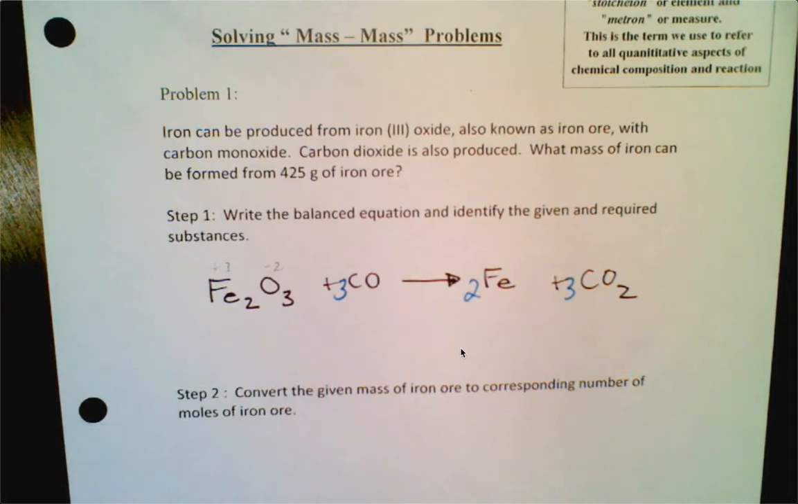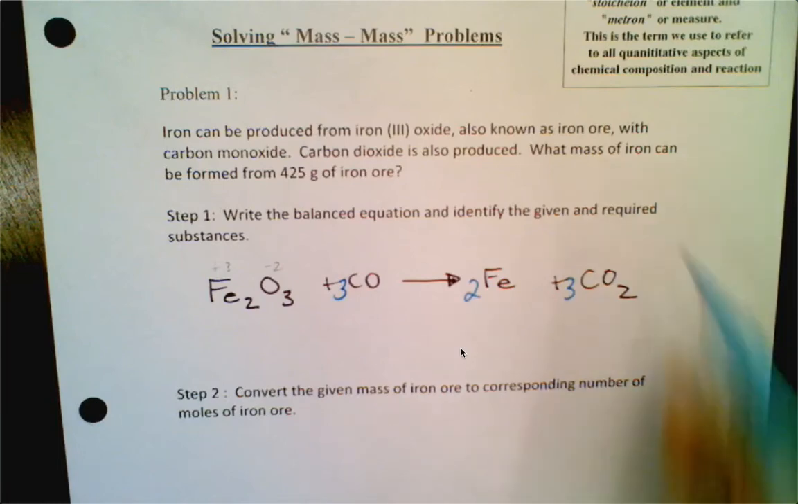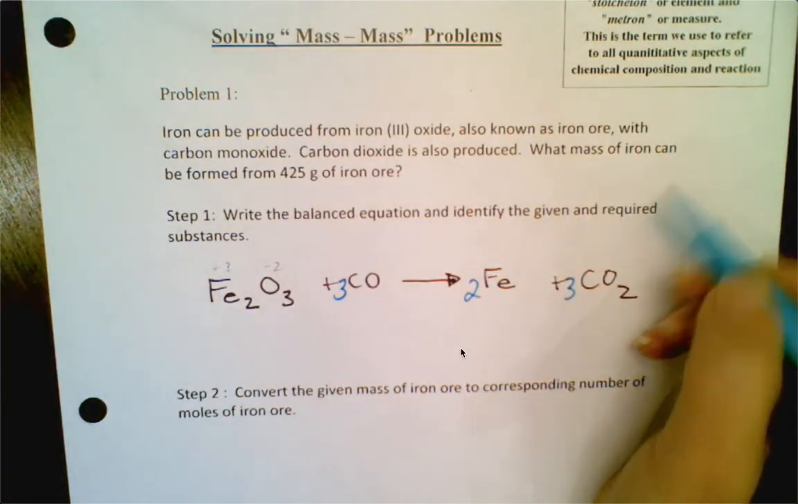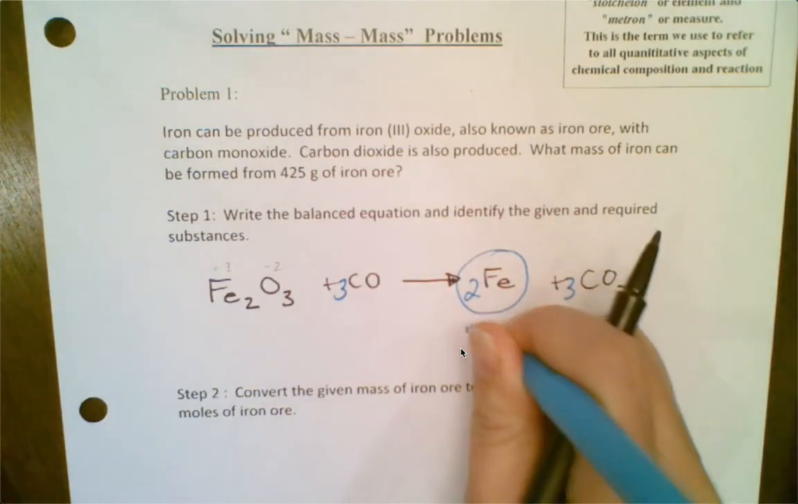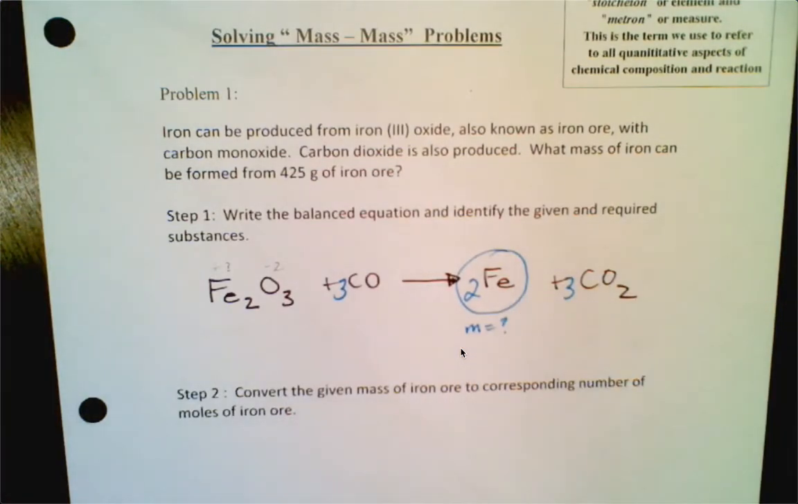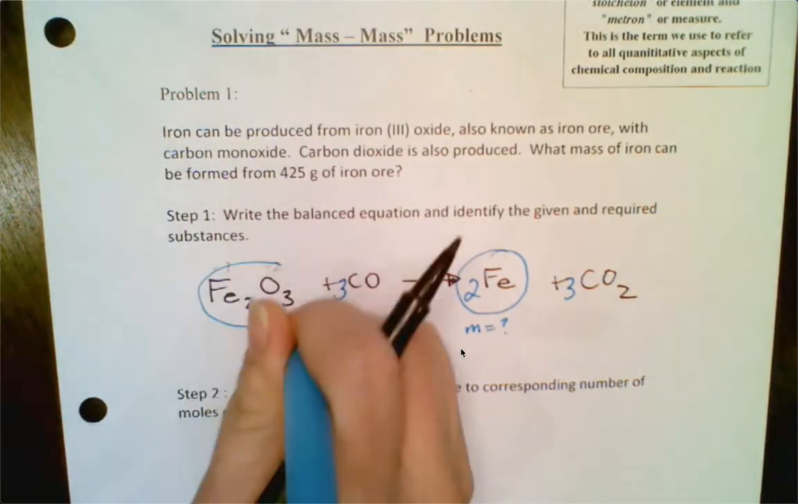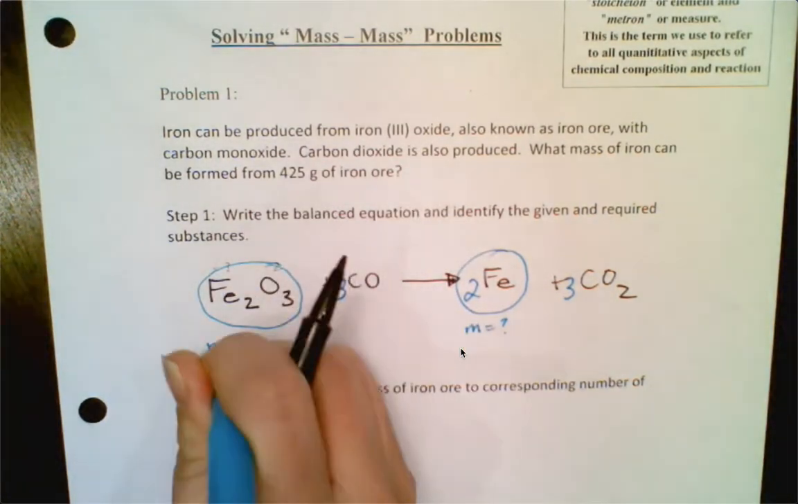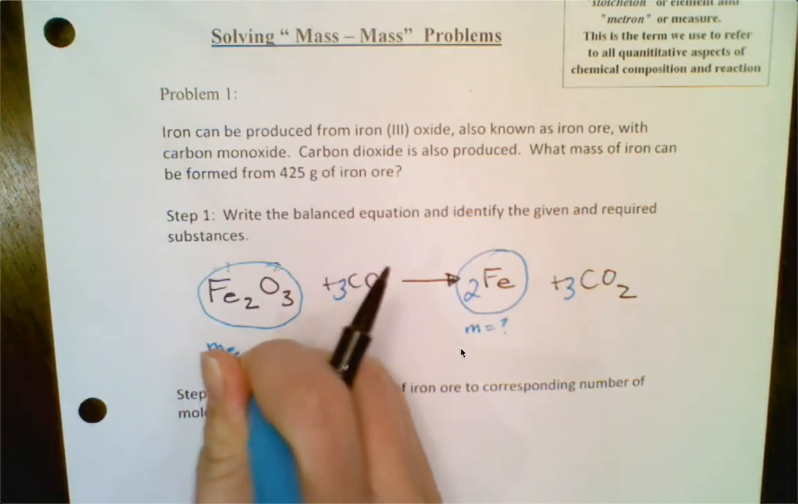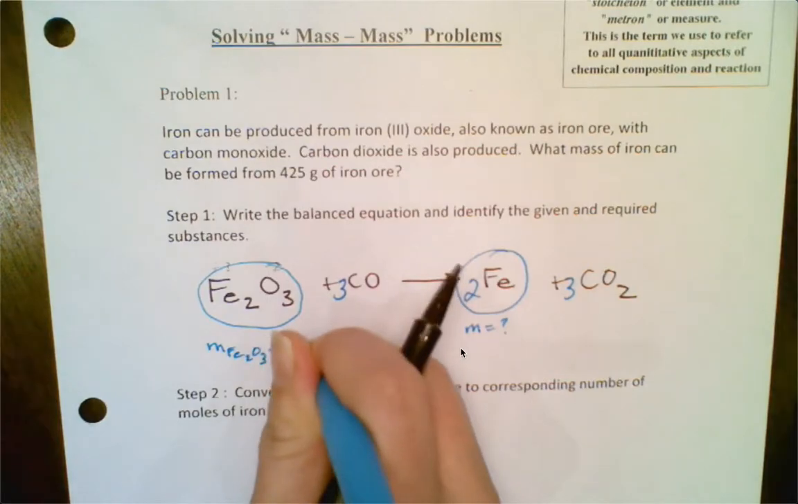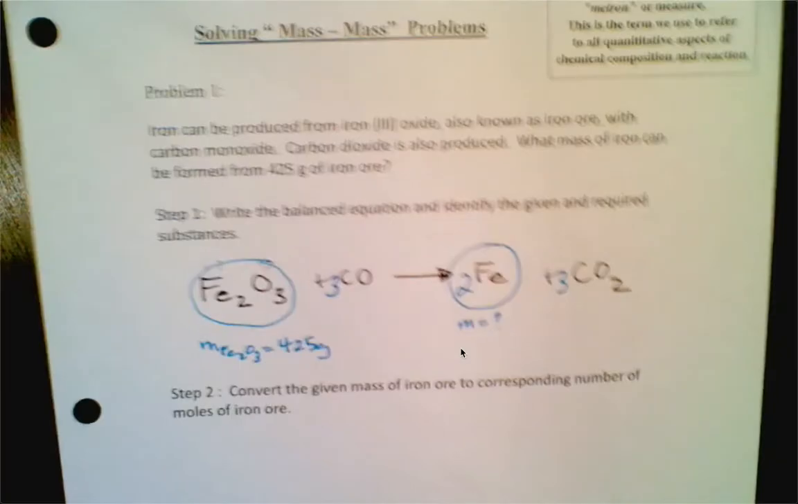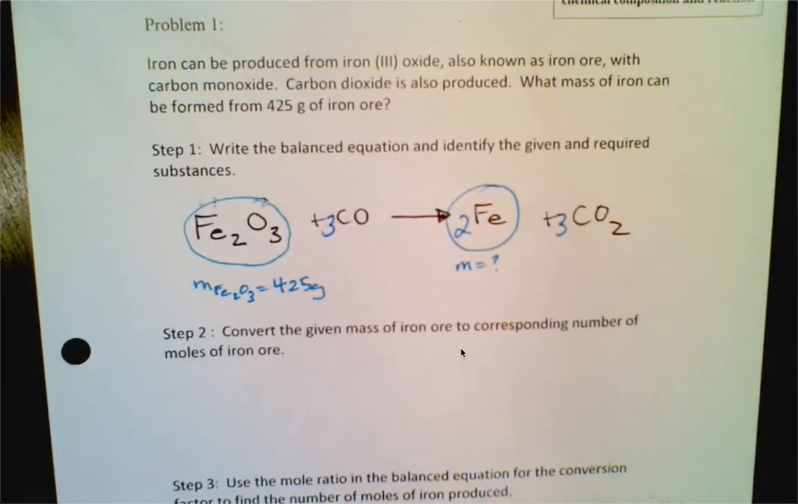The next thing that I like to do is identify what's given and what is required. So they're asking me what mass of iron can be formed. That is the unknown that I am solving for. What mass of this can be formed when I'm given 425 grams of iron ore, also known as iron 3 oxide. So I'm given this quantity. These are the 2 substances that we are going to be working with.